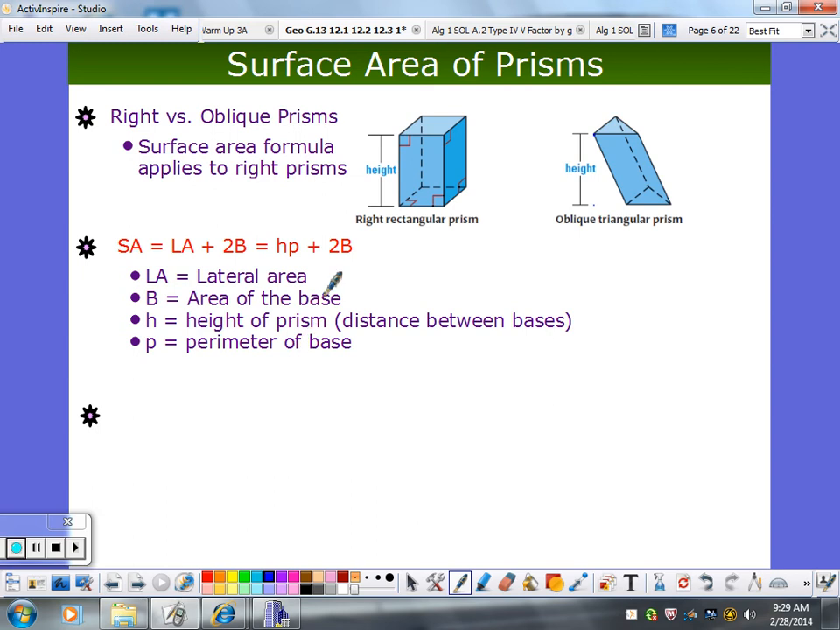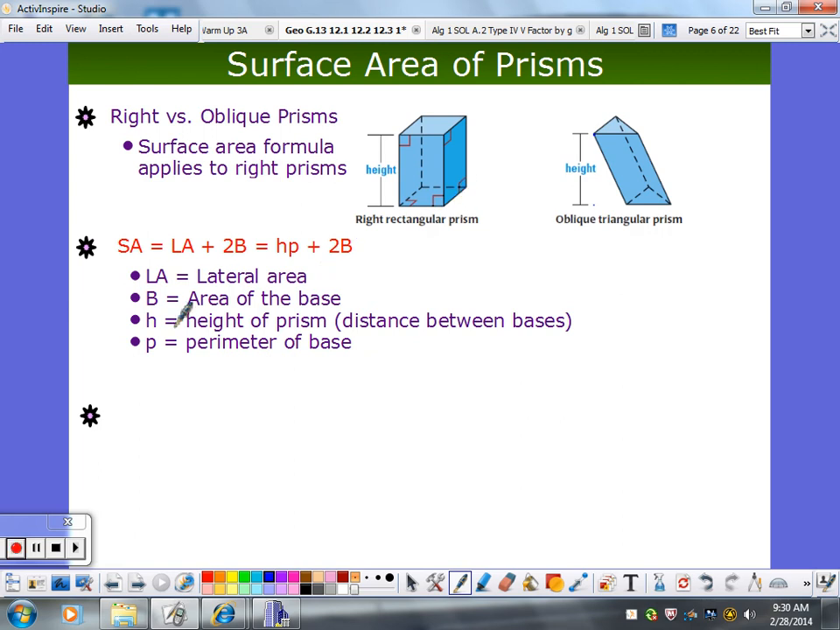How do you find surface area? Well, it kind of makes sense. For the surface area of the whole thing, you find the lateral area, so you find the areas of just the sides, and then you add in the base twice, because there are two bases. And that will give you the surface area of the whole thing.